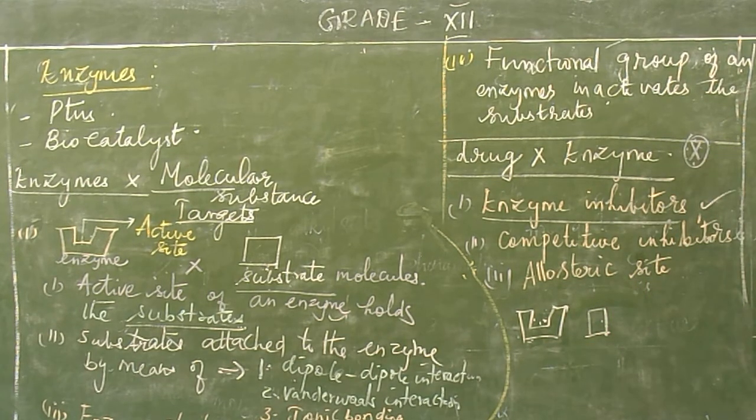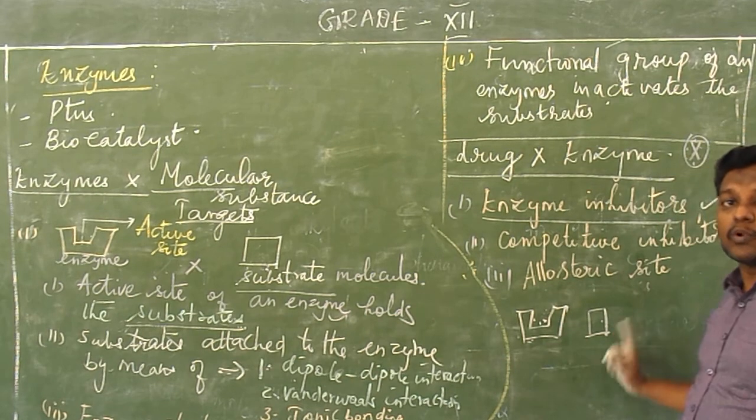The drugs are acting as what? Enzyme inhibitors. Enzyme inhibitors means what? It goes and deactivates the active site of an enzyme, so then it cannot hold the substrate molecule.